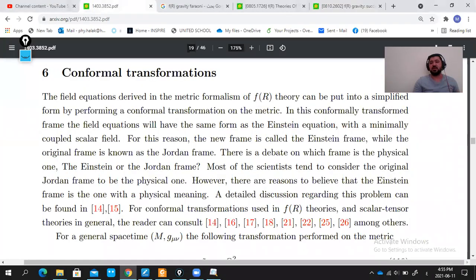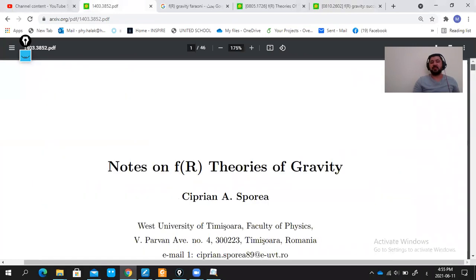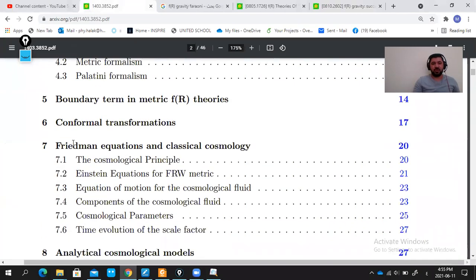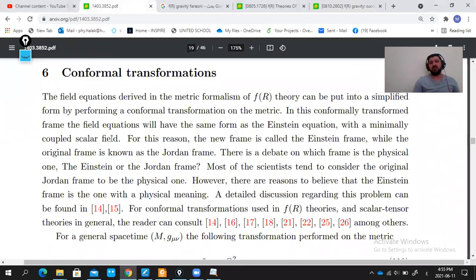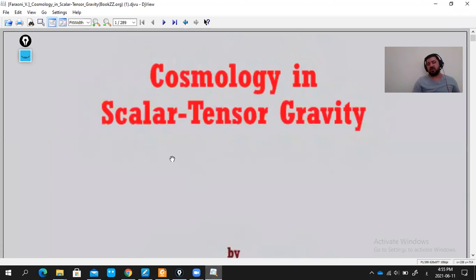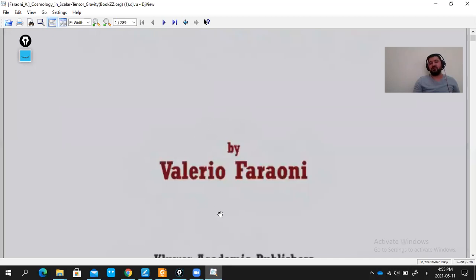Before starting to work on this conformal transformation, let me remind you about the references for this lecture. The first reference is these lecture notes on f(R) theories of gravity, and we will cover section 6 about the conformal transformation. The second reference is chapter 2 of the book Cosmology and Scalar-Tensor Gravity by Valerio Faraoni. I highly recommend you review this book.